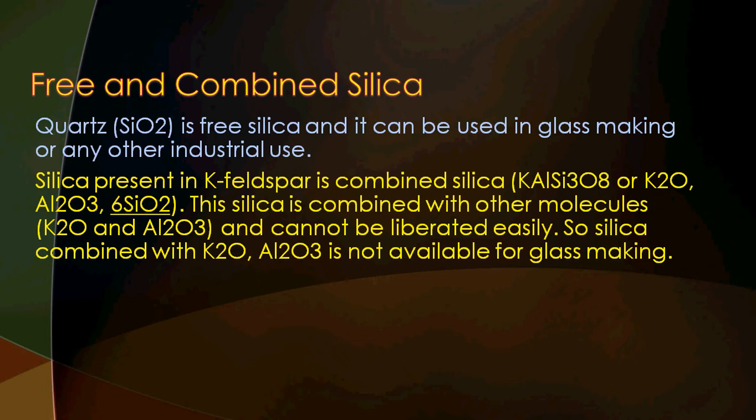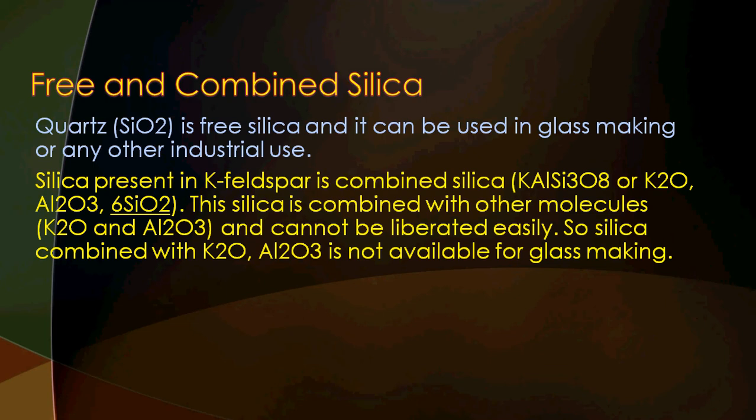Free and combined silica. It is very important to understand what is free silica, what is combined silica. Quartz, SiO2, is free silica, and it can be used in glass making because it is available as a free silica, or it can be used in any other industrial application.